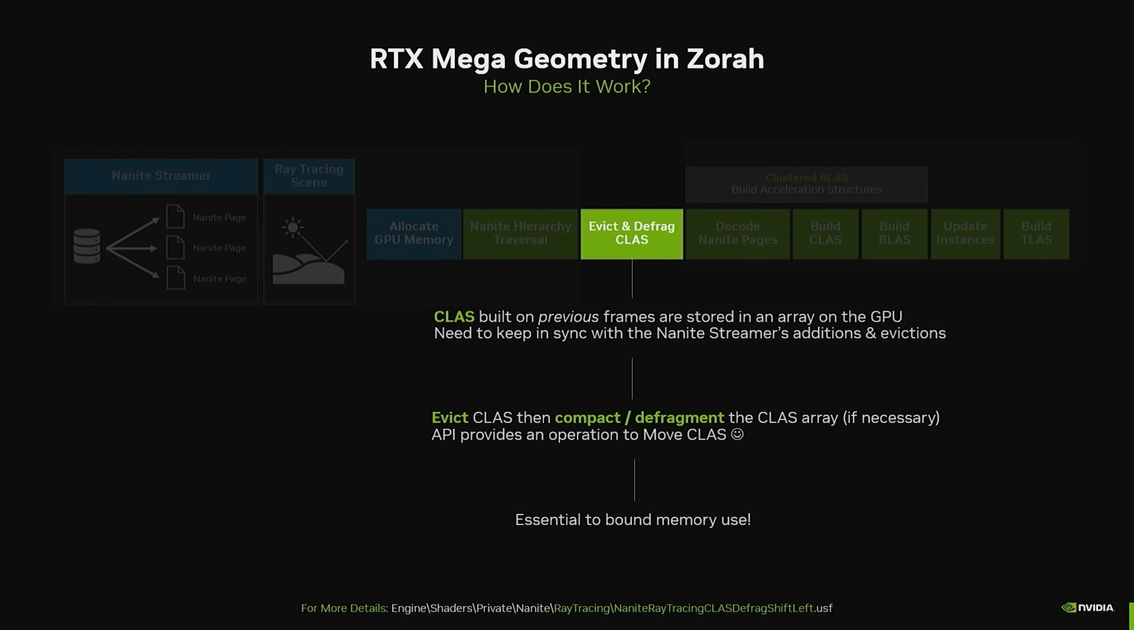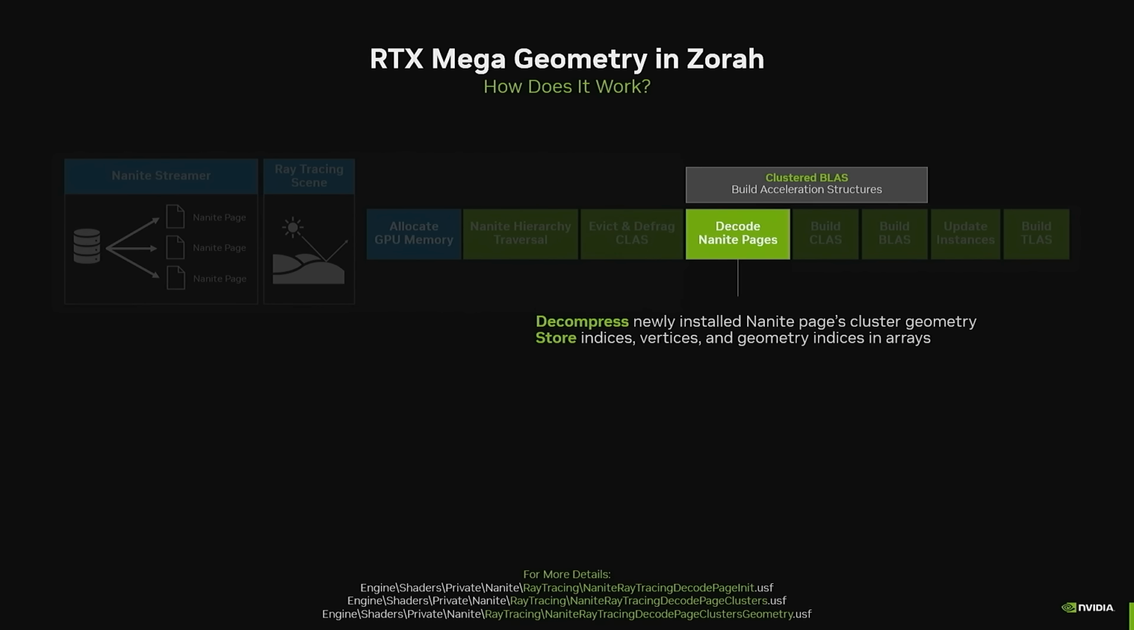And this process is essential to make sure we just don't fill up the GPU with a bunch of CLASs. All right, next, now we're on to the building part. So we want to take Nanite pages, decode them, and get the cluster geometry. We'll store the indices and vertices and geometry indices of those clusters. And this whole process is a multi-step process handled in compute shaders.